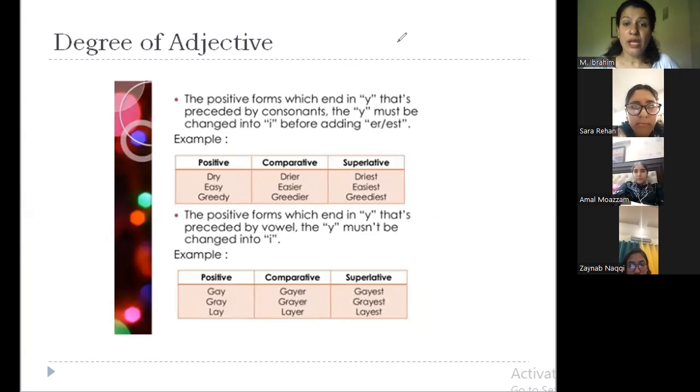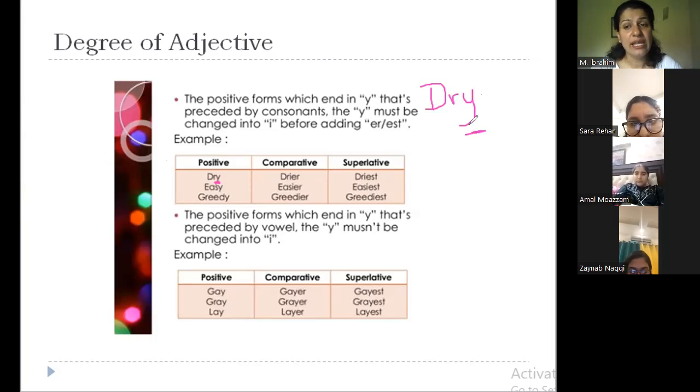Now, the positive forms which end in y that's preceded by a consonant, the y must be changed into I before adding er or est. For example, dry. We are saying that if a word ends in y, but before the y there is a consonant sound. Look over here. D is a consonant, R is a consonant. Y is written, but it is giving the sound of a consonant. Dry.